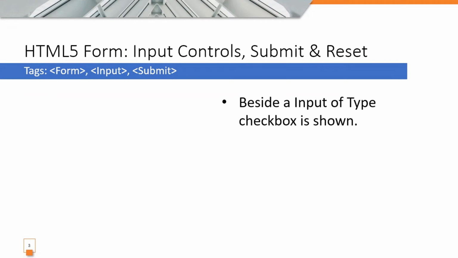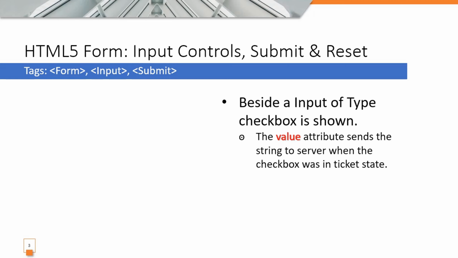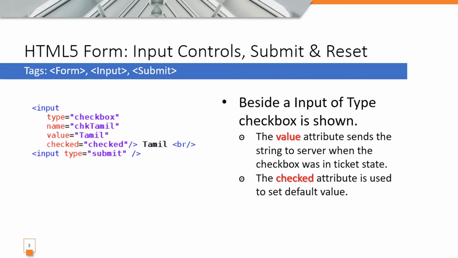So beside a input of type checkbox is shown, the value attribute sends the string to server when the checkbox was in ticked state. Checked attribute is used to set a default value, and you can see the tag here. Input type is checkbox, name is chk Tamil, value is Tamil. The checked attribute is used to define the default value. Here with the checked attribute we passed a string value checked.